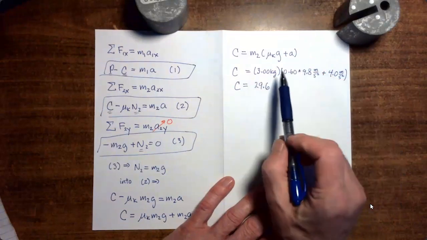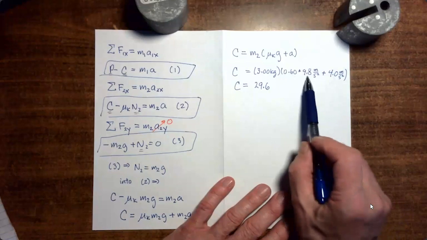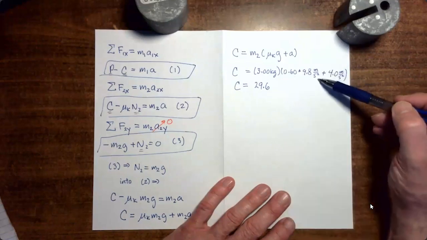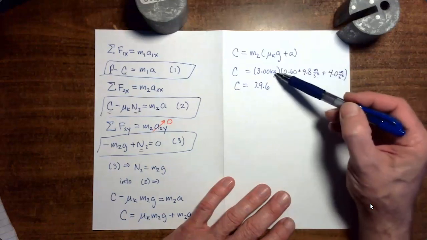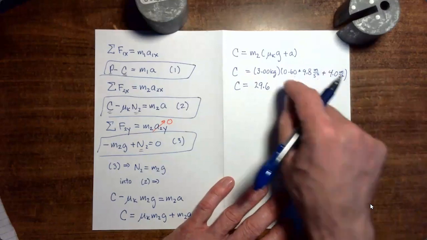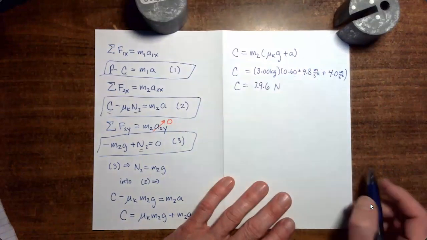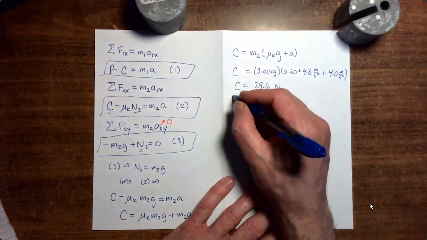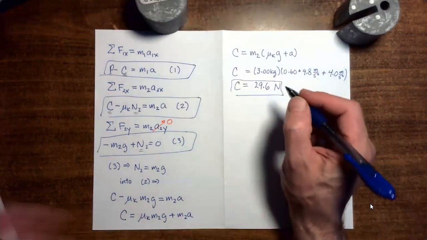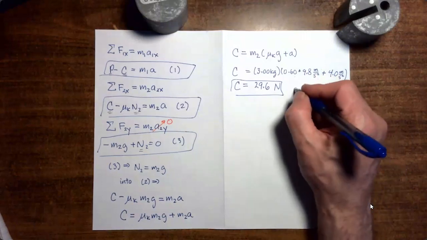But let's look at the units. So both of those terms in the parentheses have units of meters per second squared, but that is multiplied by kilograms. Kilograms times meters per second squared is newtons, as we would want for a force. So that is the answer, I believe, to part A.